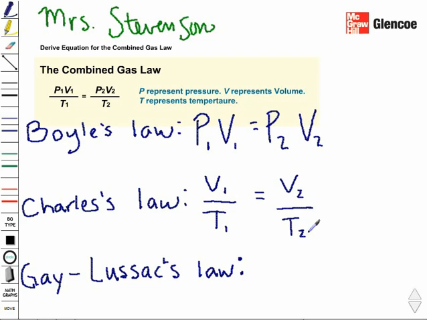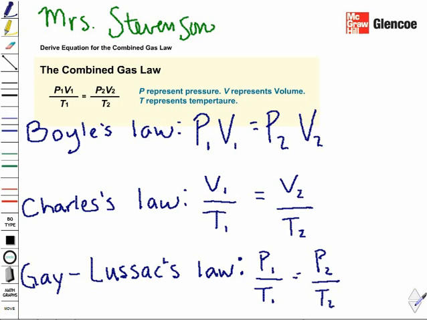And the Gay-Lussac law says that pressure and temperature have a direct relationship and is written as P1 over T1 is equal to P2 over T2. And you can use all three of these to help you derive the combined gas law.